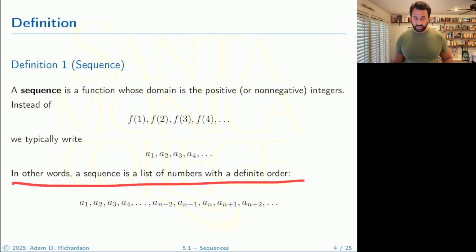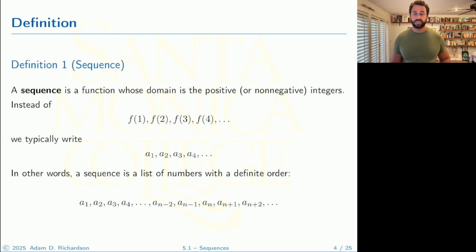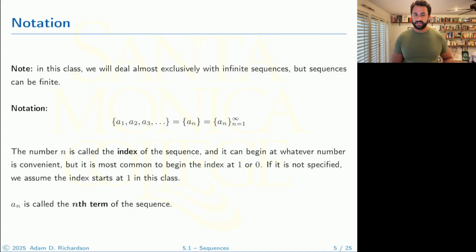So in other words, a sequence is just a list of numbers or elements in a definite order. That's really all it is, a list of things in a very specific order. There's a first term, a second term, a third, a fourth, dot, dot, dot. And you can keep going on forever and ever if you want. All right, so that's really what a sequence is. In this class, we're going to deal almost exclusively with infinite sequences, meaning sequences that go on forever, but sequences can also be finite, so that's all right.